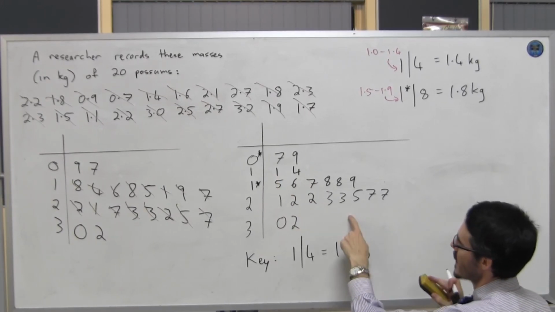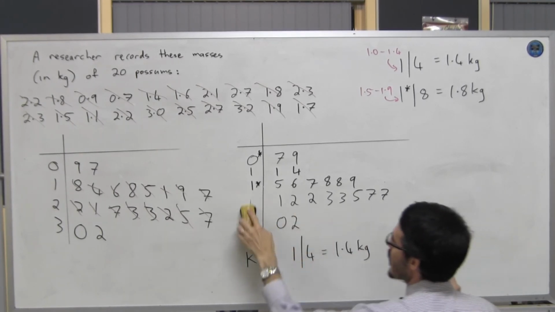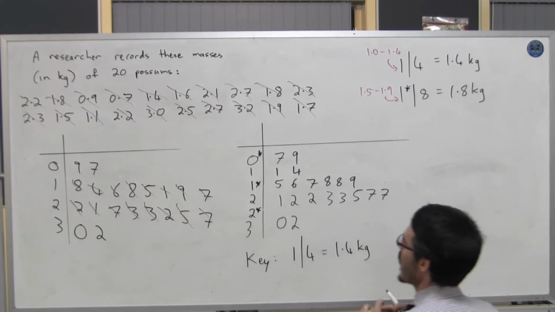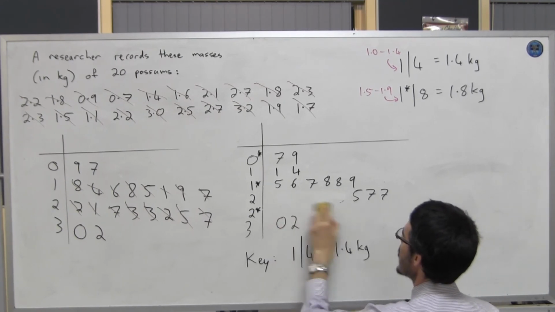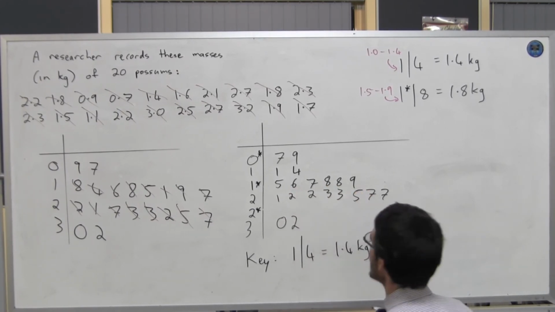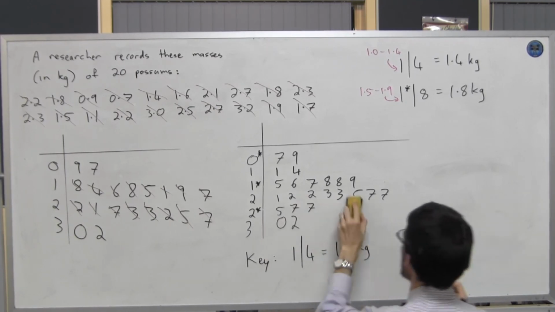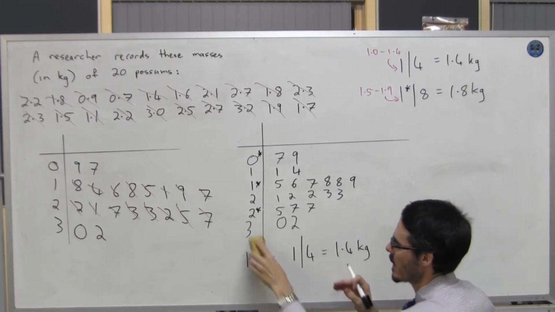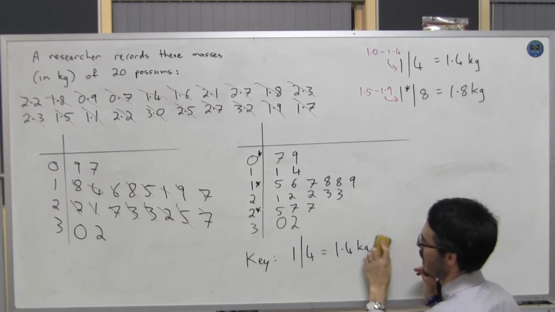Do the same for the next one. I've got 2 and 2 star, and the 2 row gets 1, 2, 2, 3, 3. It's going to be a little bit smaller. And the 2 star row gets 5, 7, 7. And then the 3 can stay, and it won't be a star, it's actually the first half.